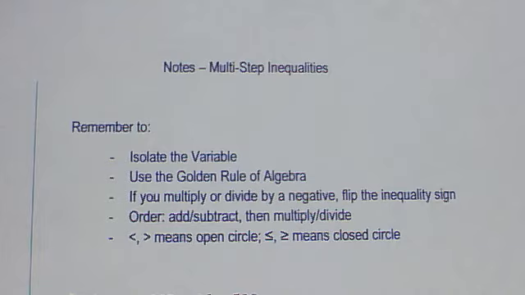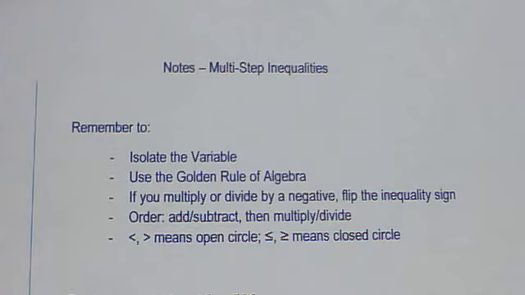The next thing, we learned this yesterday, is if you multiply or divide by a negative number, you flip the inequality sign. That always happens, so if you are not sure about that, go back and look at yesterday's notes. The next thing I want you to remember is when we undo something or use inverses, we go in a specific order. We add and subtract first, and then we multiply and divide.